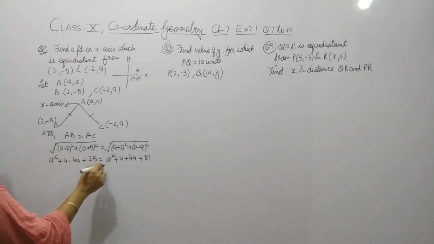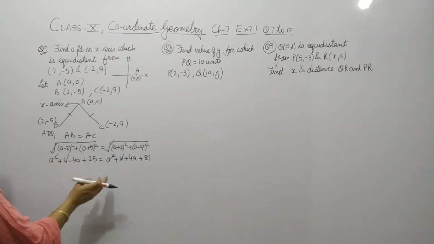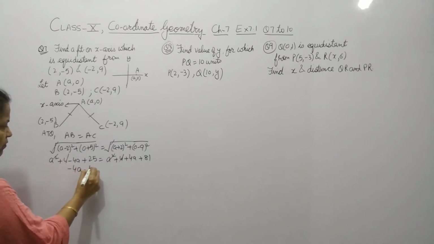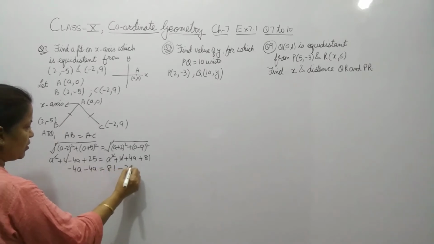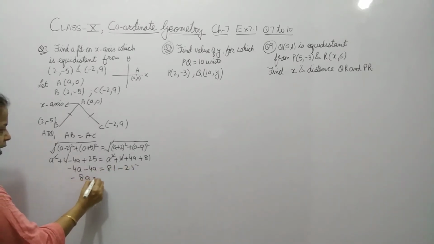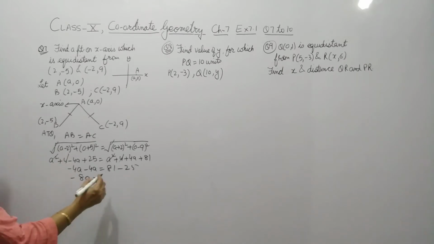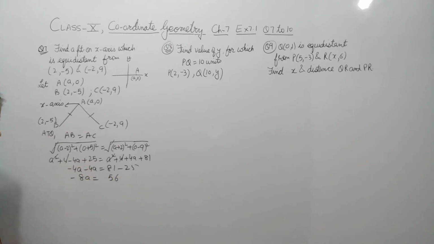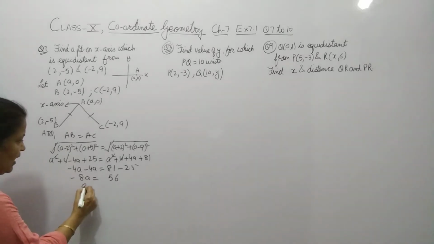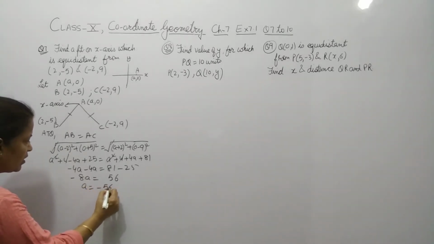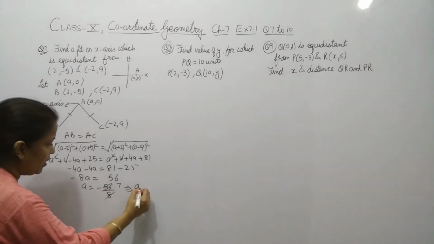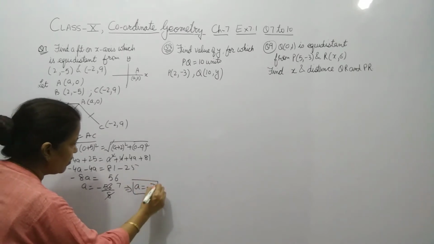Now cancel it and shift the terms. This term you will shift over here. So minus 4a equal 81 minus 25. So minus 8a equals, what will it be? 56, so minus 8a equals 56. Now a equals minus 56 upon 8. So you are getting the value of a as minus 7.